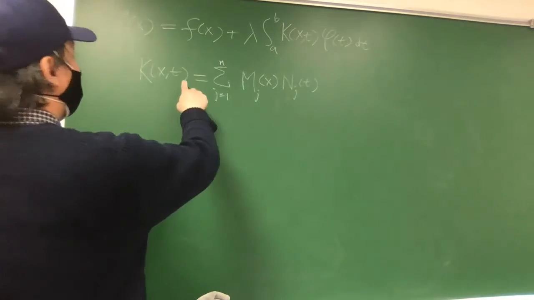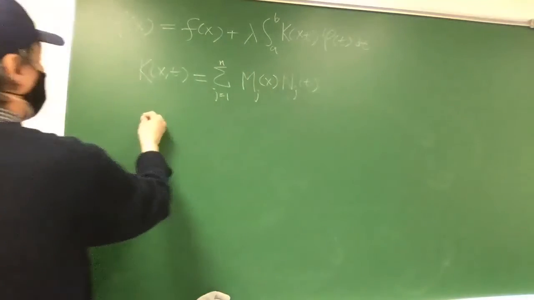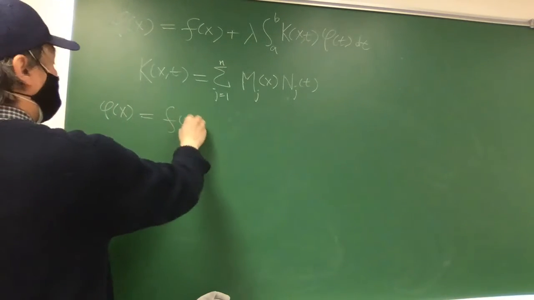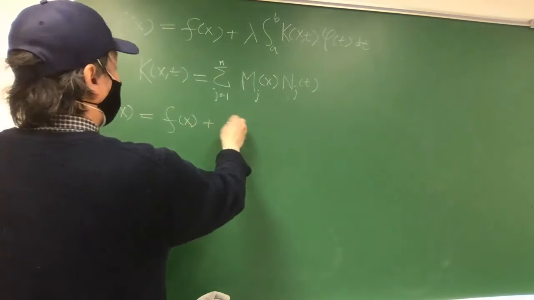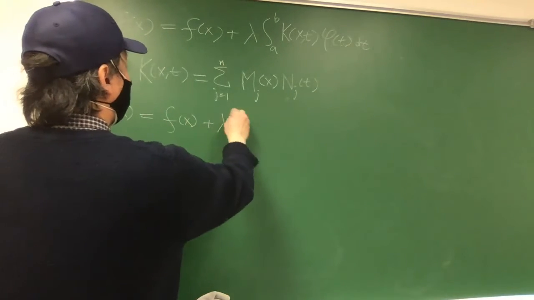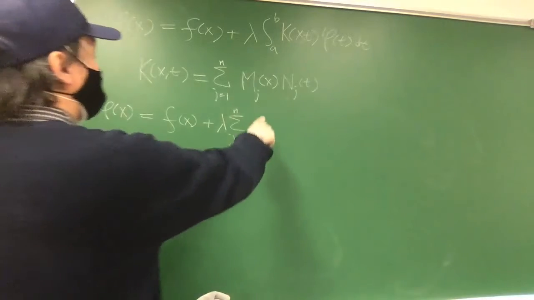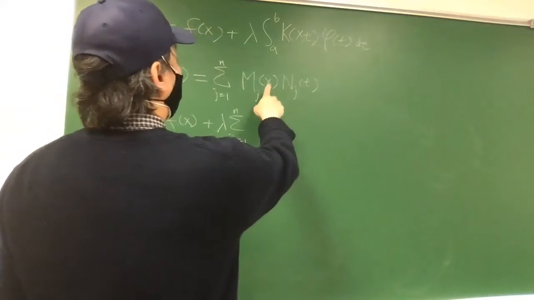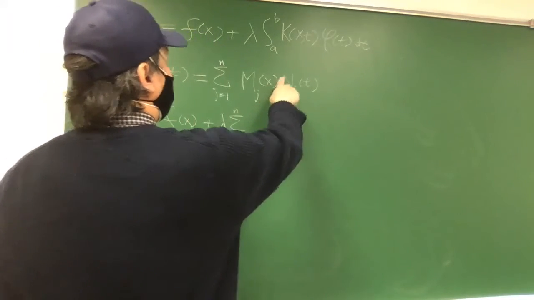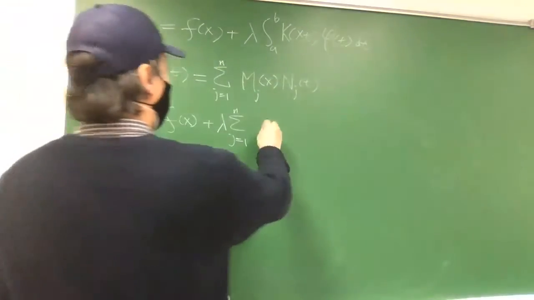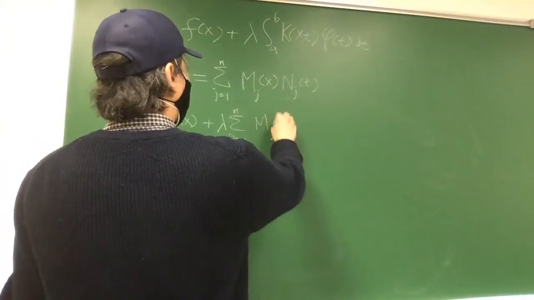Now you plug that in, plug this one to here. So phi plus lambda sum. Okay. Now the trick is that m doesn't depend on the t, which is the integration variable. So you can take m out.